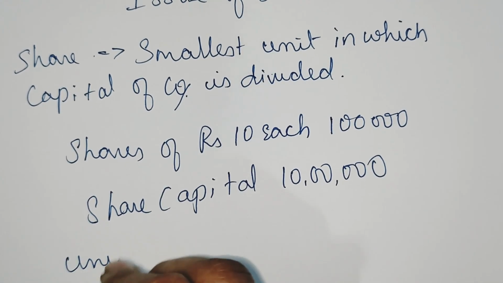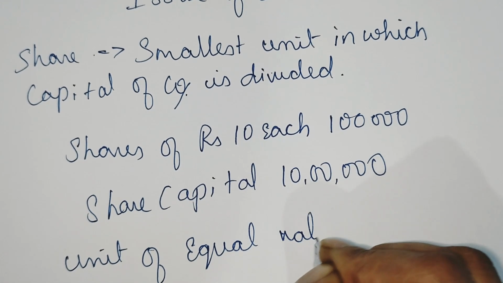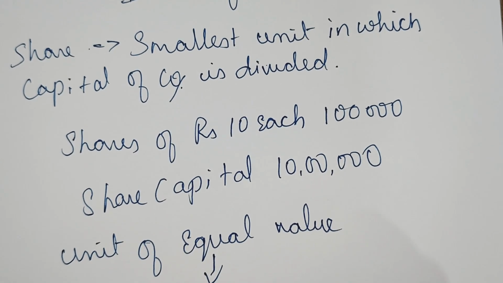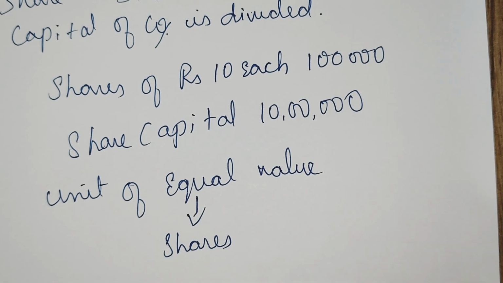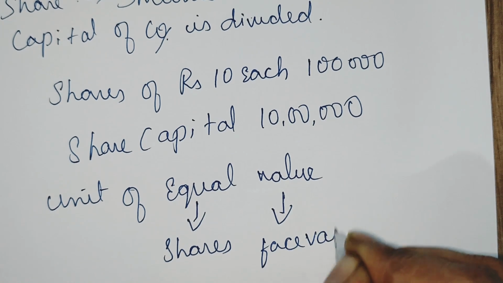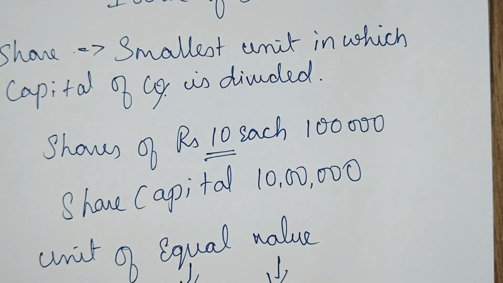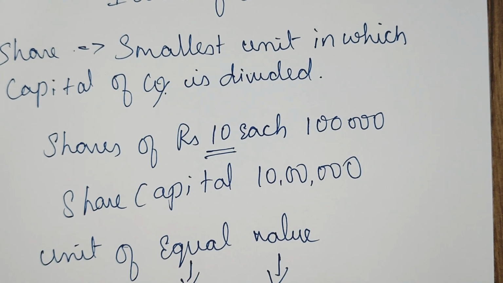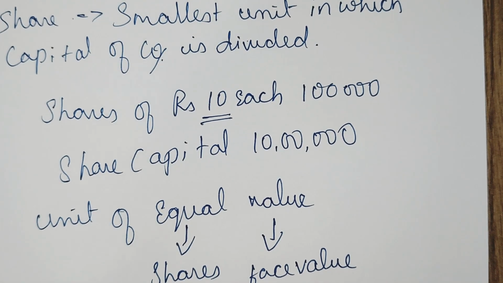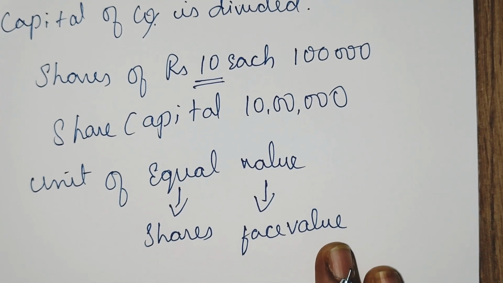Unit of equal value. Here, the equal unit is the share. Value is face value. Here it is 10 each. This 10 rupees is called the face value. And when we talk about the companies, here we are talking about public companies. Right? Now, issuing process. How are these shares issued?